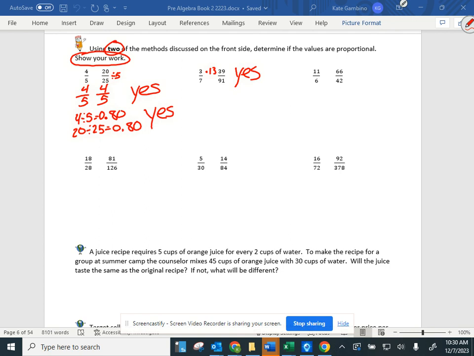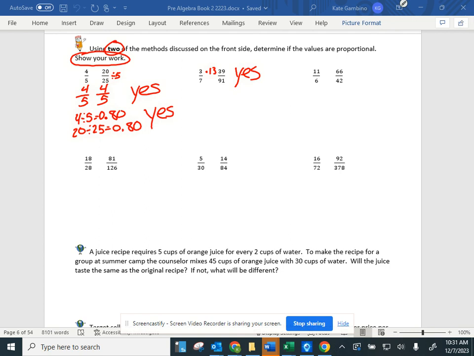I looked at 4/5 and 20 over 25, and I wanted to simplify. That's just what popped into my head. Something else might have popped into your head. Maybe you wanted to do the scale factors. I simplified. It's your choice on how you're going to show it.